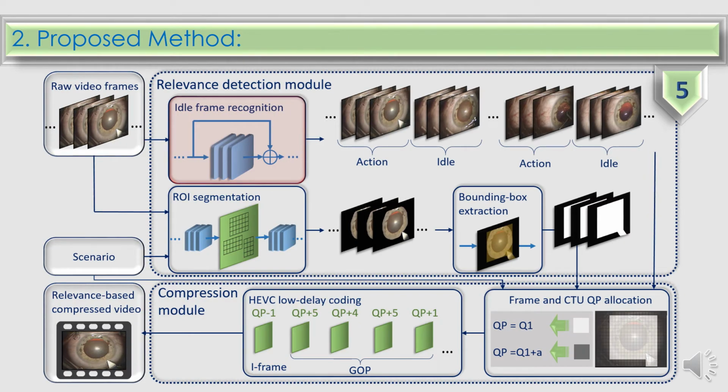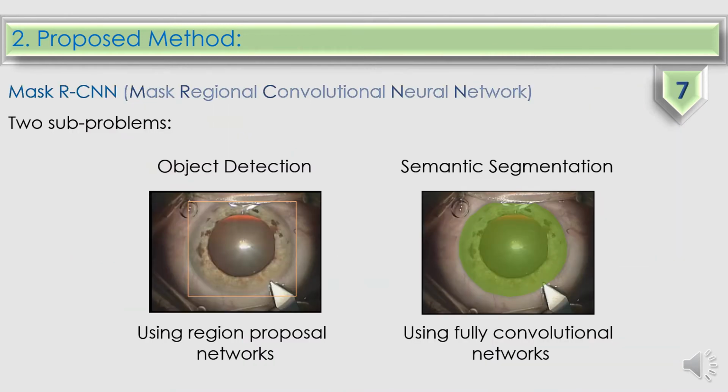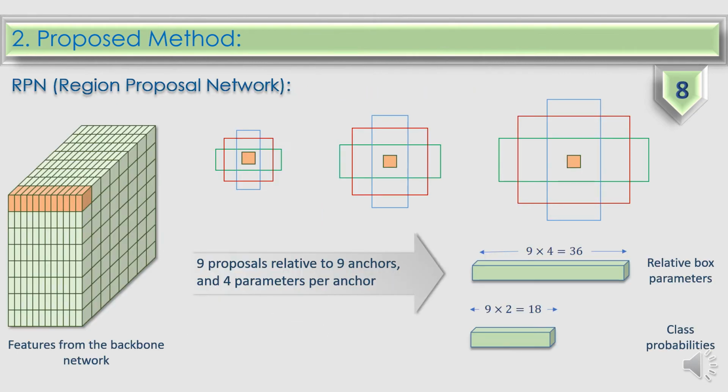For idle frame recognition, we use the residual networks to classify the input frames as idle or action frames. For ROI segmentation, we use the Mask CNN network that can be split into two subproblems: object detection and semantic segmentation. For object detection, a region proposal network is used.